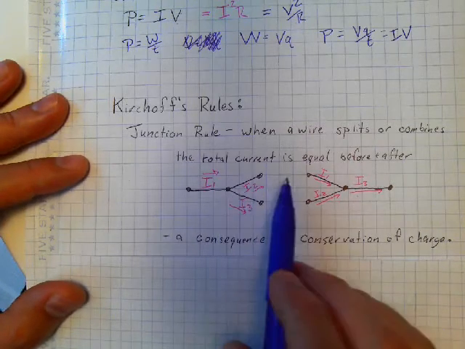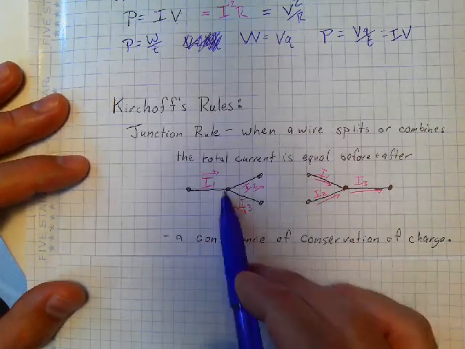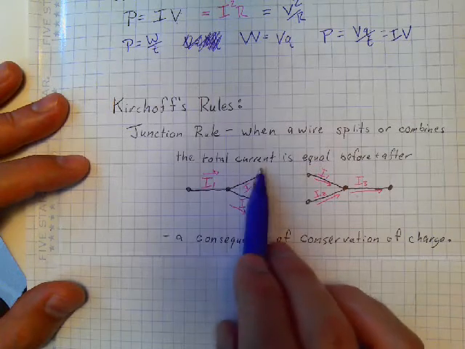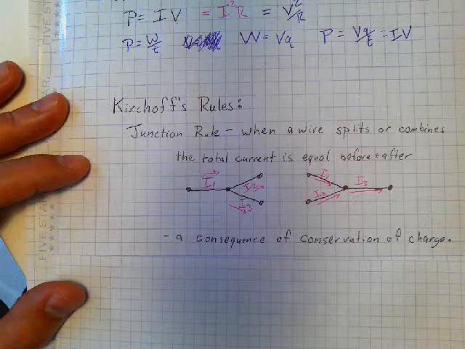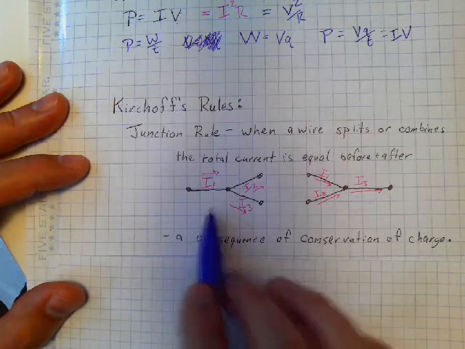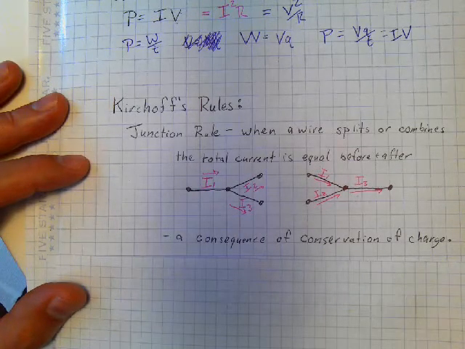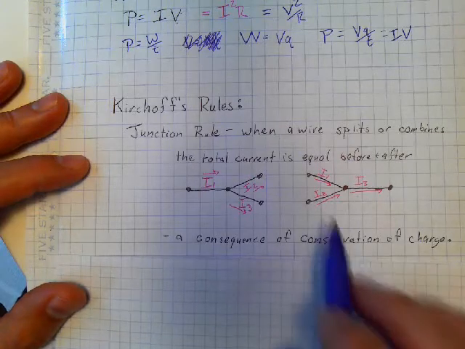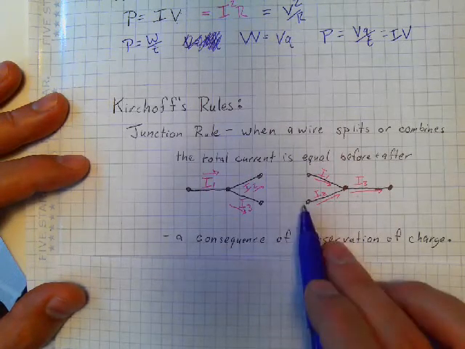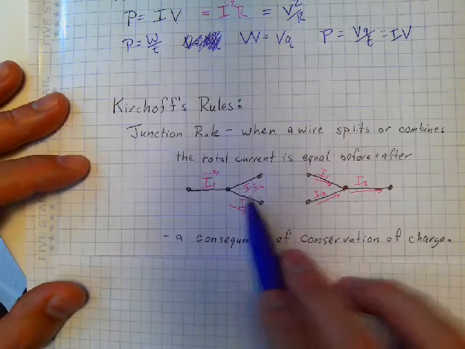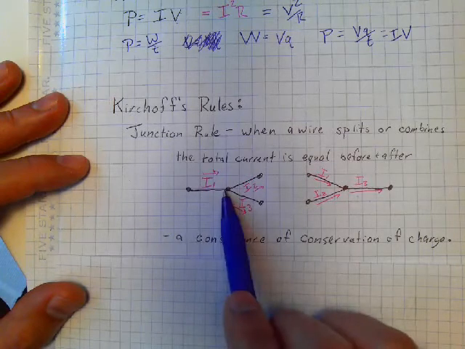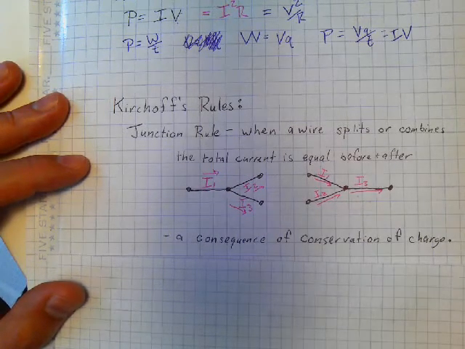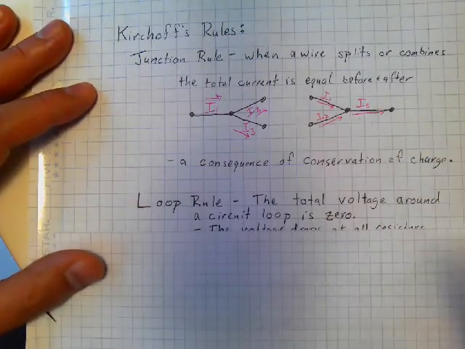So this behaves very similar to fluids back in the day, and the whole reason why we use the word current is because they thought that electricity was like a fluid, and this is just one of the rules that kind of came out of that line of thinking. And honestly, it works well. So the junction rule is basically any current coming in has to be equal to the current coming out of any junction. The second rule is called the loop rule.